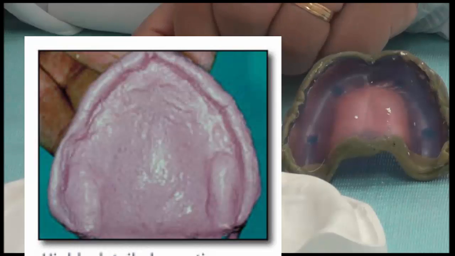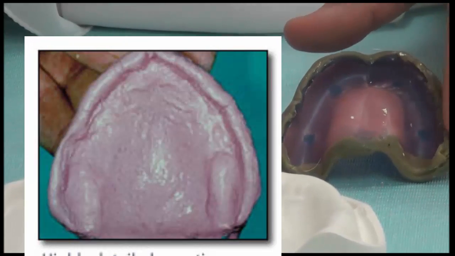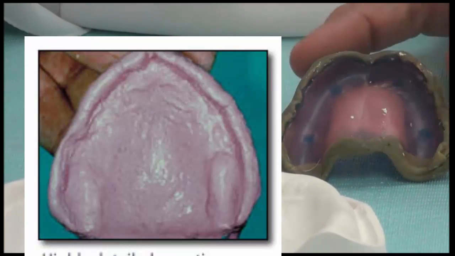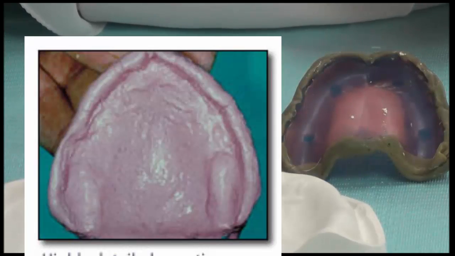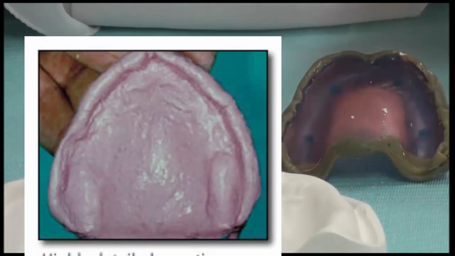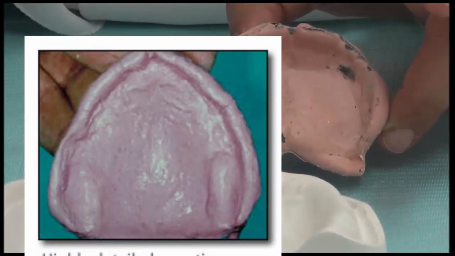So to make this in an accurate way and in a precise way, we do it in two steps, where we add to the borders what we call a green stick material. And after we have finalized all of the border molding, which we'll be talking about next video, and we remove the wax, we are going to take an impression using zinc oxide eugenol.